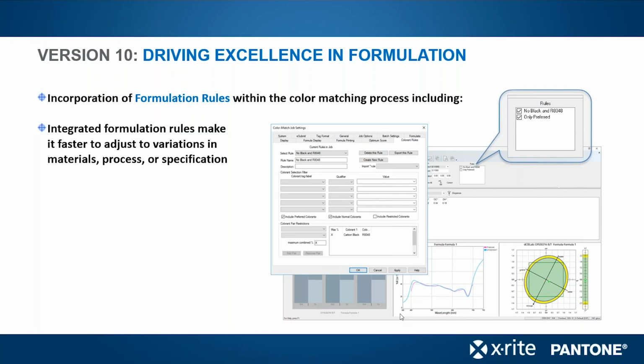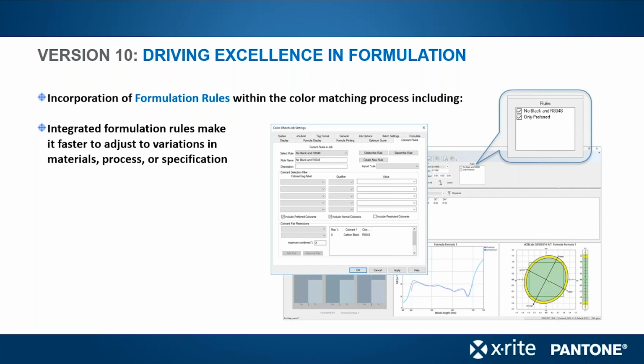But we've also added the ability to identify preferred colorants or restricted colorants, and to select and pass that information to the engine when it's formulating, so it can adhere to those rules. And we also have the ability now to enter colorant pair restrictions. So this could be something like, I have two colorants and I don't ever want to use them in the same formula, or if I do use those two colorants in the same formula, I want to control the ratio or the amount of those colorants.